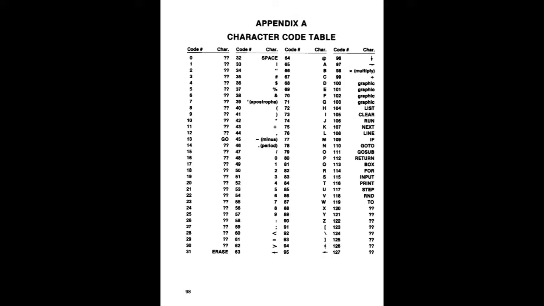If you compared this character code table for the Bally against an ASCII code, there'd be quite a few differences, but there are similarities between decimal 32 and decimal 90, which I think overlap 100%.